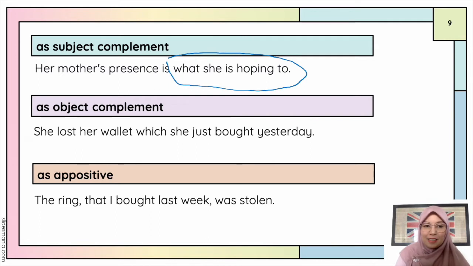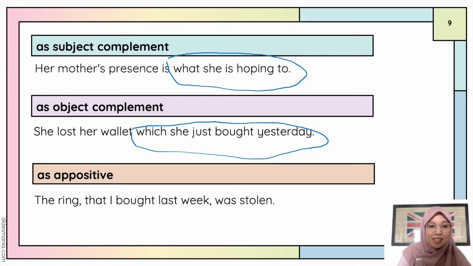The next one, the function as object complement. She lost her wallet, which she just bought yesterday. Can you guess the noun clause? Very good, you are correct. The noun clause is which she just bought yesterday. Continue to the next one, the function as an appositive. The ring that I bought last week was stolen. Can you find a noun clause here? Very good. You are right. The noun clause is that I bought last week.